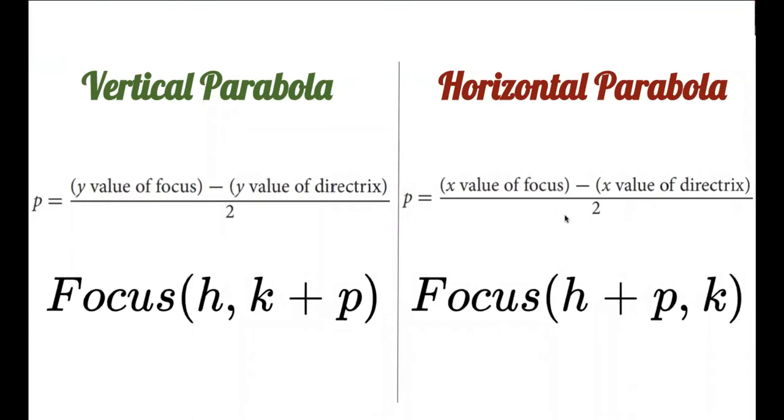Now, horizontal parabola, it's the other direction. So our parabola is opening horizontally. We have to find the midpoint between the X distance. We take the X value of the focus minus the X value of our directrix, which will be given, and divide by 2. Now the focus will be (h plus p, k). Those are the coordinates to our beautiful focus.